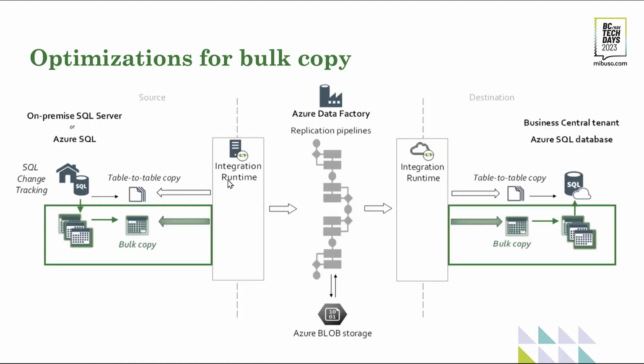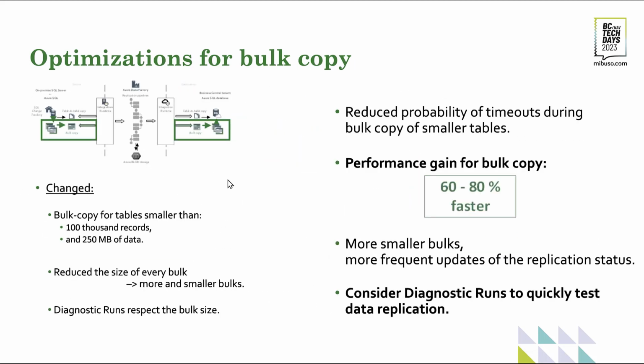For the bulk copy of the smaller tables, in addition to the reduced threshold, we also reduced the bulk size. So this resulted in a higher number of smaller bulks. And smaller bulks are easier for the SQL Server to serialize and compress, so timeout occurrences become rare. Also, they may still happen for extremely weak or busy SQL servers. In fact, this gave a significant performance benefit on our not very powerful test servers. The whole process of bulk copy became 60 to 80% faster. The replication status is also updated more frequently if the bulks are smaller.